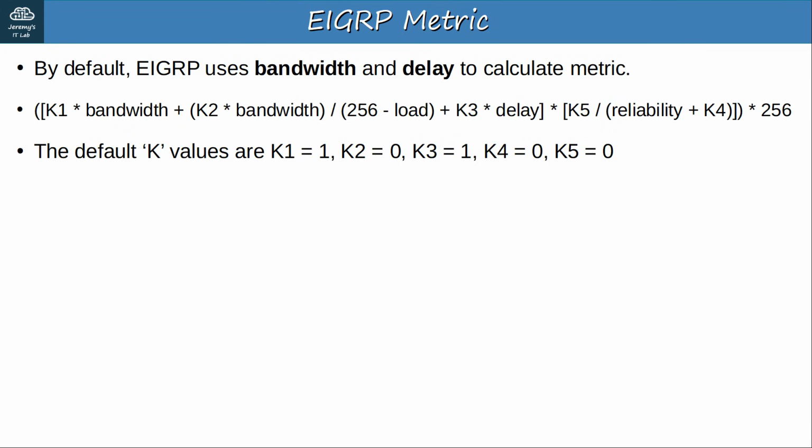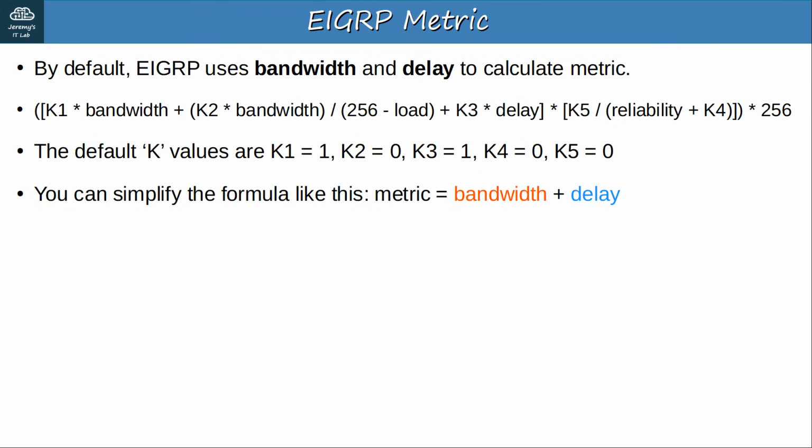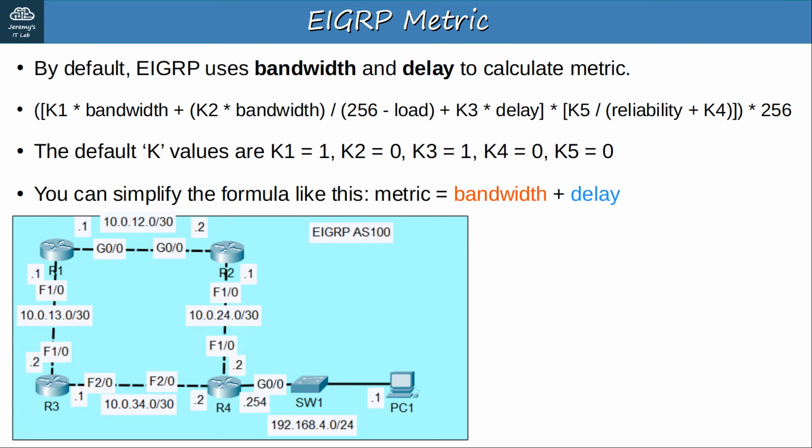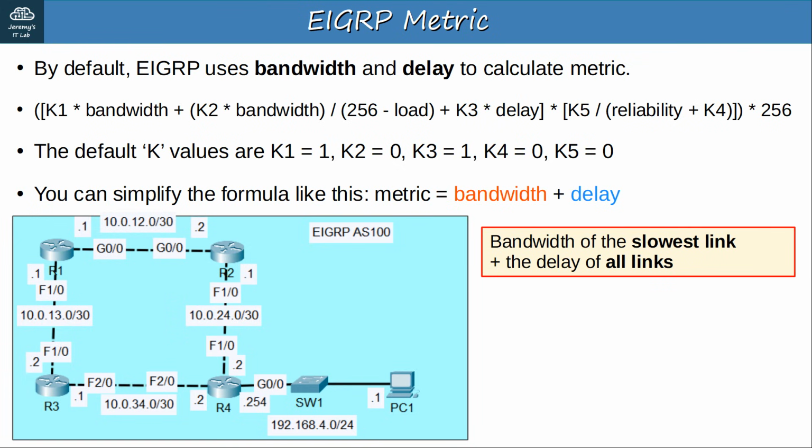Since you don't have to worry about memorizing this formula or actually calculating EIGRP metric yourself, you can just think of EIGRP metric like this. Metric equals bandwidth plus delay. But there's something else you should know. Let me demonstrate here. It's not simply bandwidth plus delay, but rather bandwidth of the slowest link in the path to the destination, plus the delay of all links in the path to the destination.